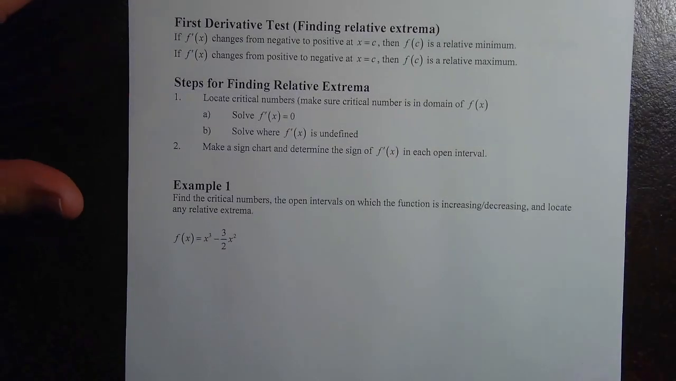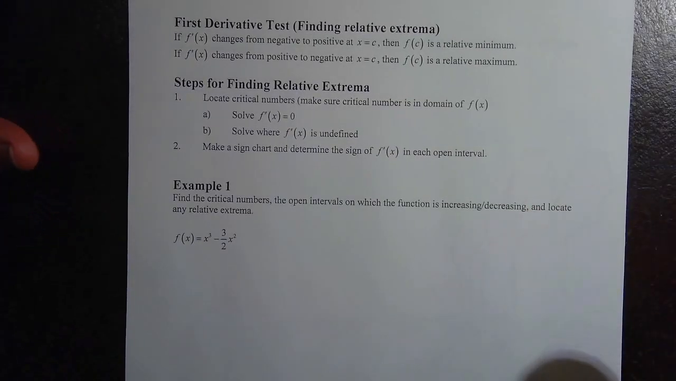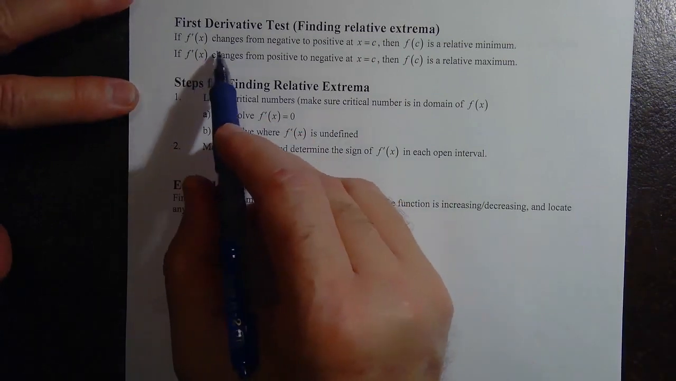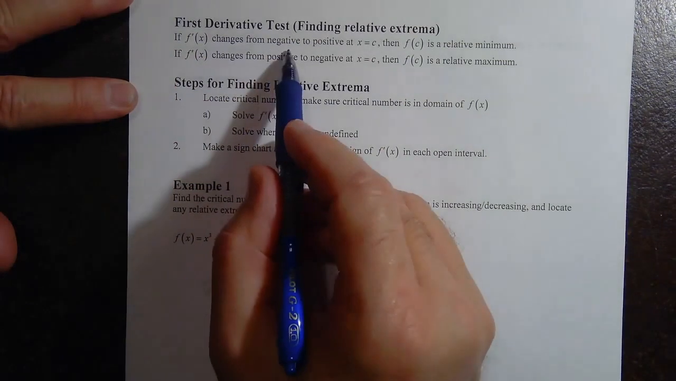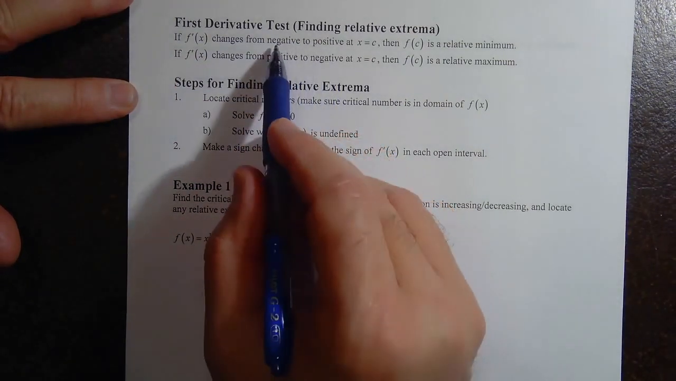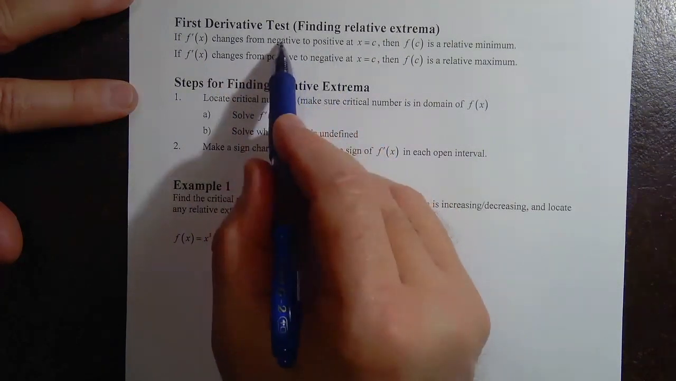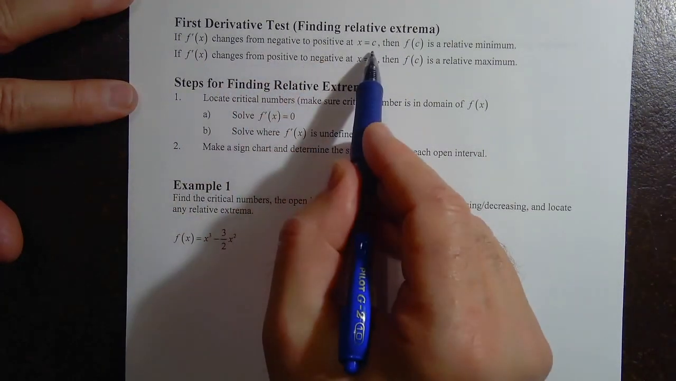So this is the first derivative test, and it's a test. We have a test for absolute extrema. That's the closed interval test, okay? But this is a test to determine if we have relative extrema or relative max and relative min, okay? So if f prime of x changes from negative to positive, okay? So that means decreasing to increasing. So it's going down and then back up at x equals c.